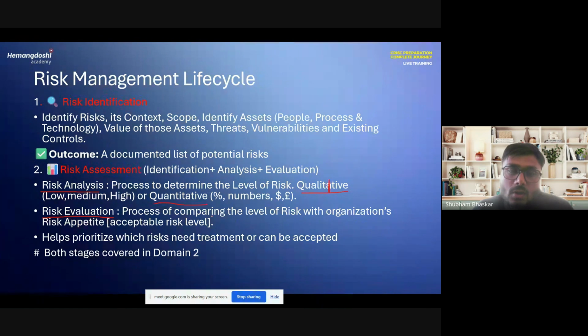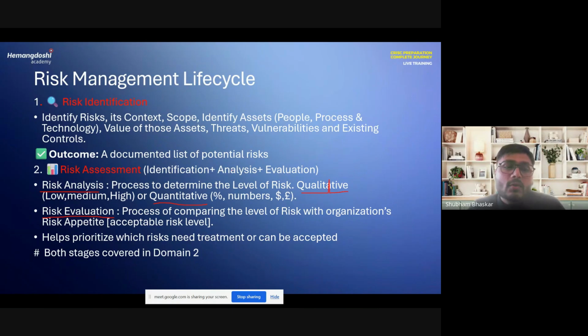Now, as you know, the $100,000 is the potential risk here. The risk level is way higher, at least double your risk appetite, which means the current level of risk is way higher than what your organization can accept, which means we need to do something about it. That's what we'll be doing in the next slides, right?